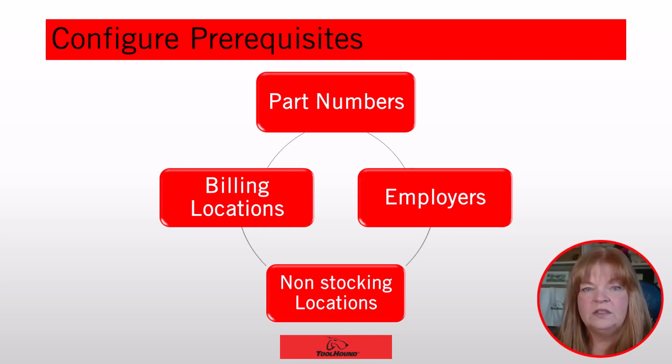The prerequisites for the transaction rental module are the part numbers for inventory that will be rented or sold, the employers and non-stocking locations who will be charged rent, and the definition of stocking locations that will be charging rent.